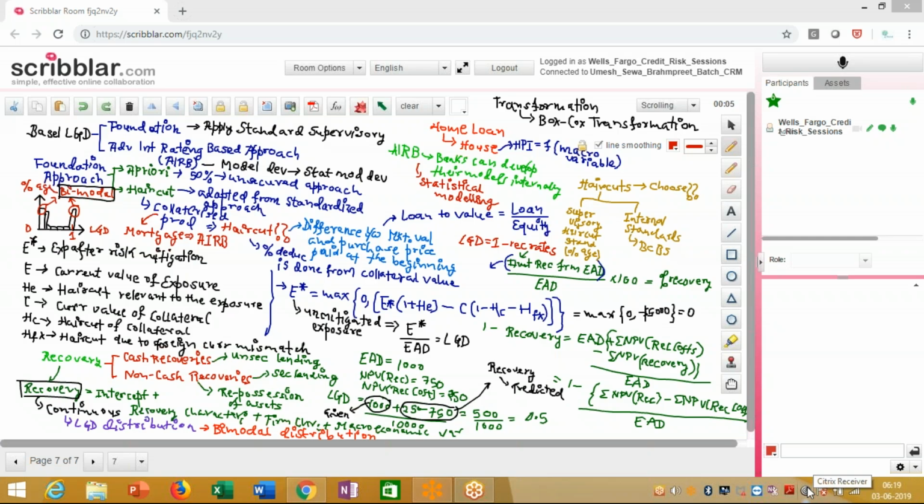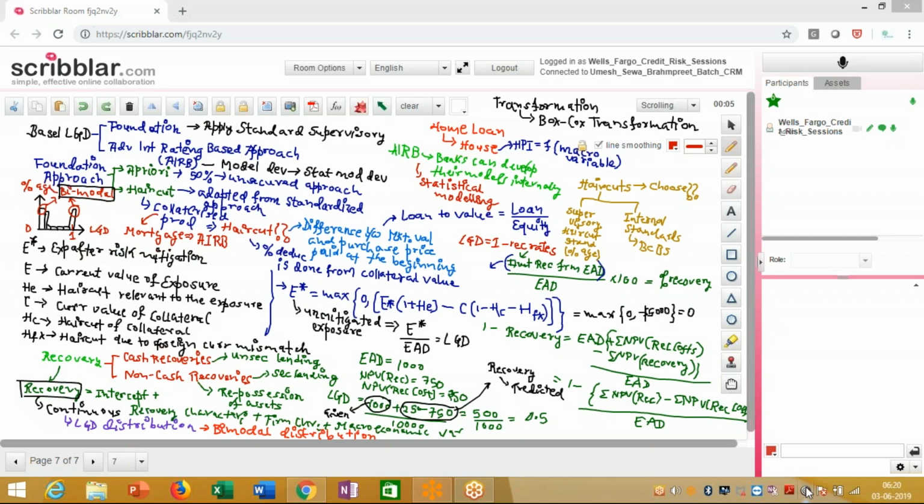So the objective over here is to compute the unmitigated exposure, right? And what you have over here is the E star. The E star divided by the EAD is the LGD. The LGD is a fraction or a portion of the E star.